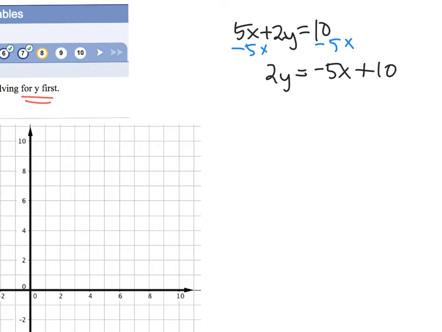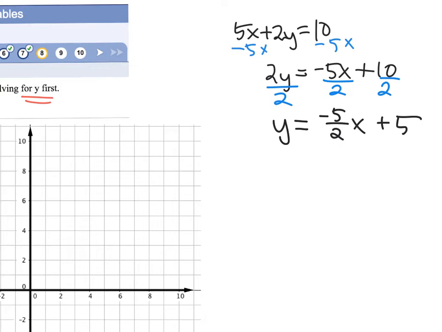Now, I could have written that 2y is equal to 10 minus 5x, but I don't want to. You're going to learn that for traditional reasons, and it actually makes life a little bit easier, we always put the x value in front of the constant. All right, and then we want the y all by itself, so now we're going to divide everything by 2. So you end up getting y is equal to negative 5 halves x plus 5.